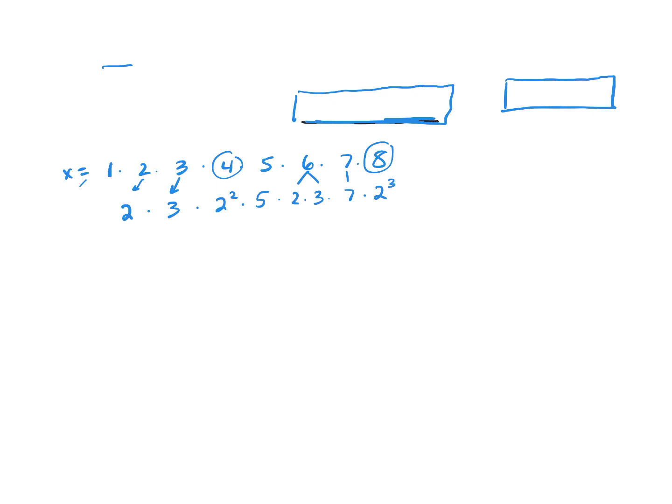So let's rewrite this. Let's combine. How many 2's do I have? I have 1 plus 2 is 3, 4, 5, 6, 7. So I have 2 to the 7th. How many 3's do I have? I have a 3 here and a 3 here, so that's 3 squared. And I have 1 five, and I have 1 seven.